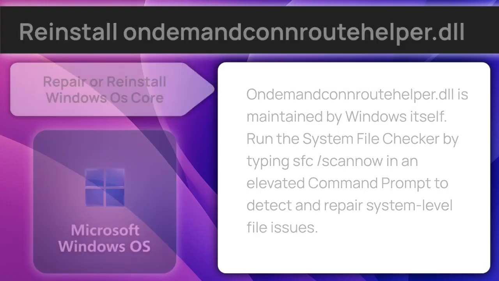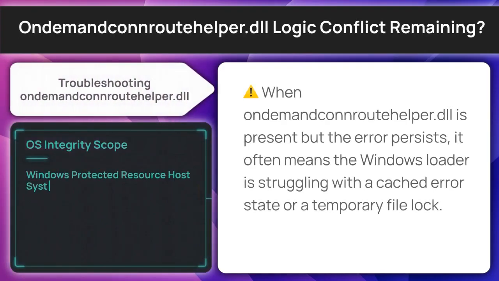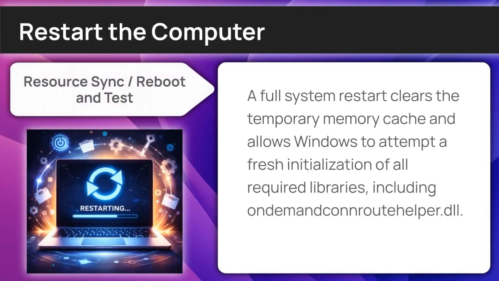If no luck was had with the redistributable package, we will escalate the fix by performing a targeted reset of the system state. A standard reboot clears out temporary memory conflicts and gives the Windows loader another chance to properly register the On-Demand Connection Routehelper component during startup.